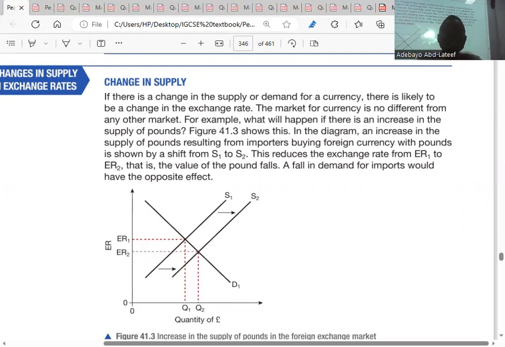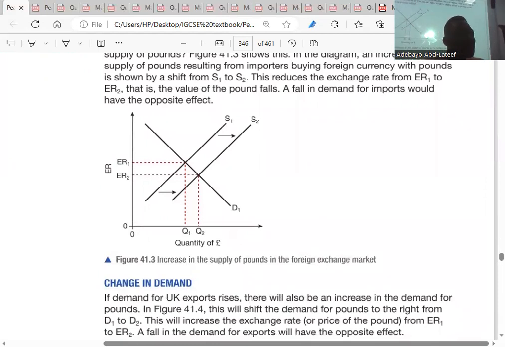It would have meant that we need more of pounds. We, foreign buyers, foreign consumers, we need more of pounds. So that will increase the supply of pounds from S1 to S2. Then what happens to the equilibrium? The exchange rate will fall from ER1 to ER2 because there's more supply of the pounds in the market.